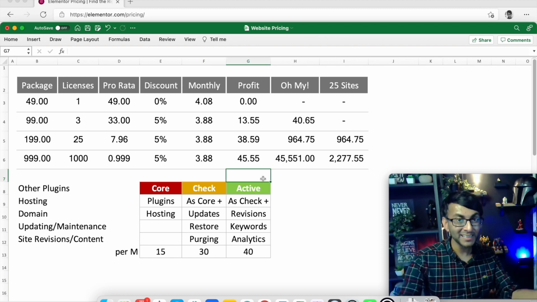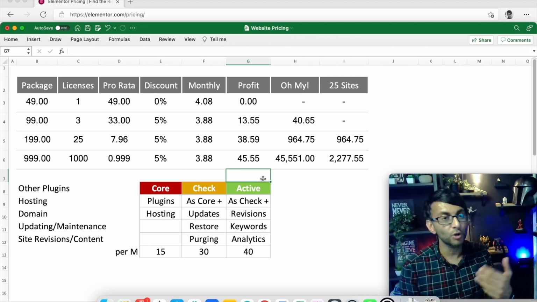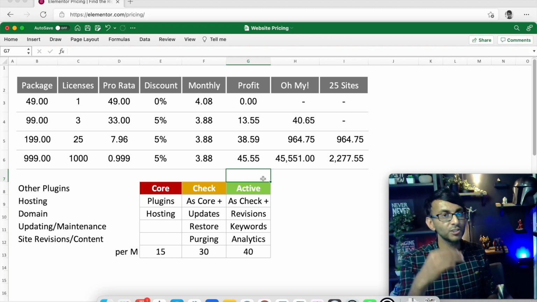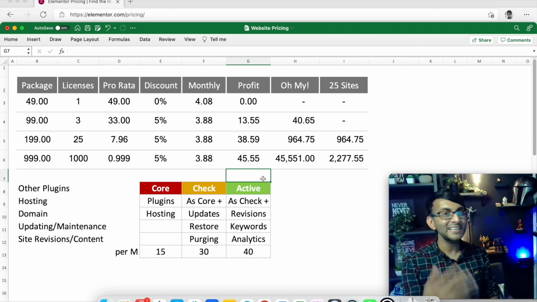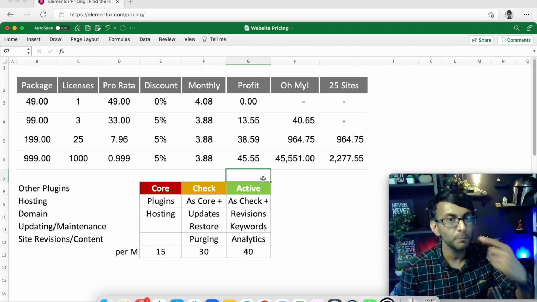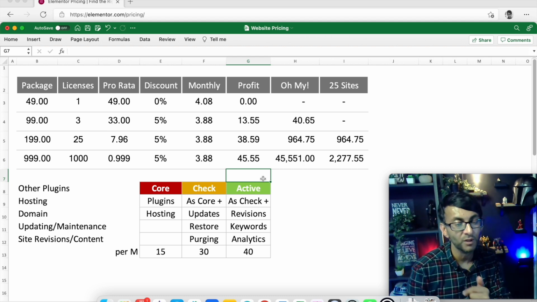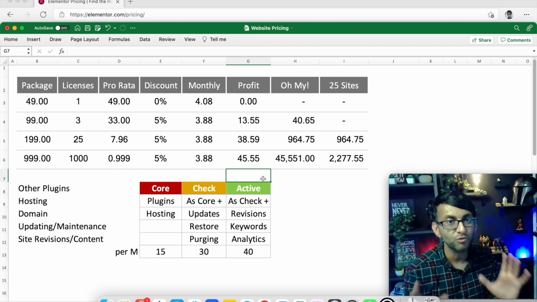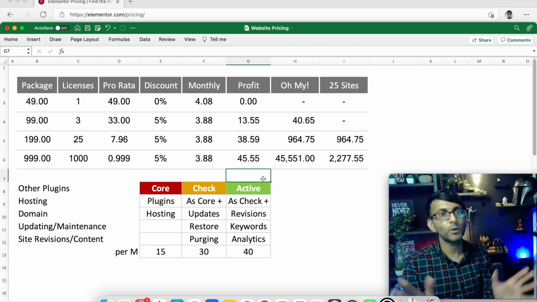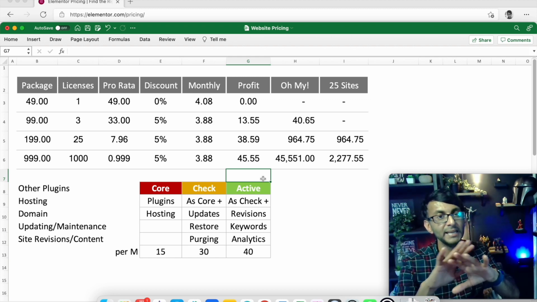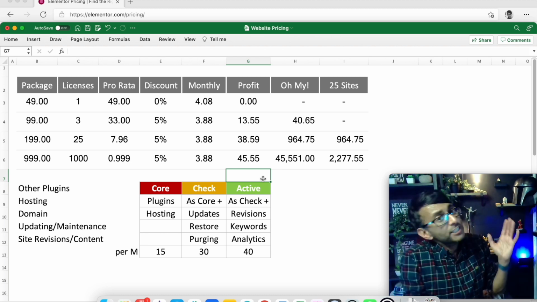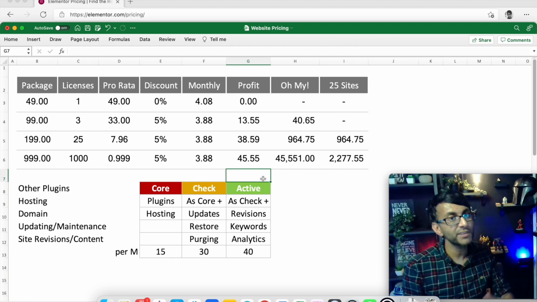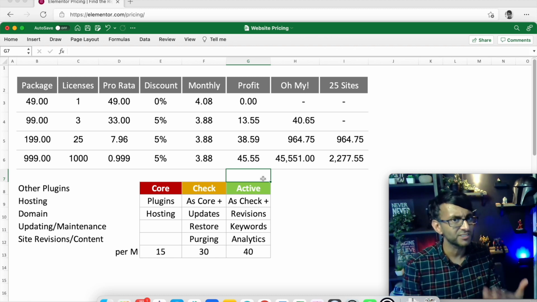Then you'll have the active. This is now everything that you got in the core and the check, but now you will do revisions for the client. You might update their SEO keywords on Rank Math or something like that. You might give them an analytics report. ManageWP. There is a video that we've got coming out on that, which is brilliant. It is a great way for you to manage your website in terms of plugins, and it allows you to create an analytical report of your website. And it's free. Totally free. Okay, so you could be giving them that on a monthly basis. You know, give them a reason to go for it.